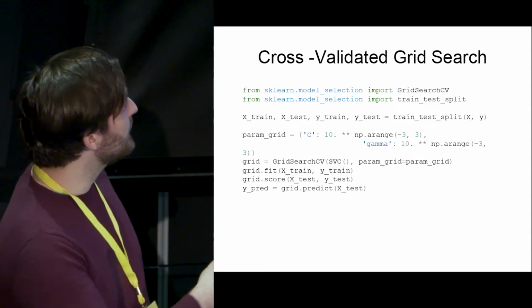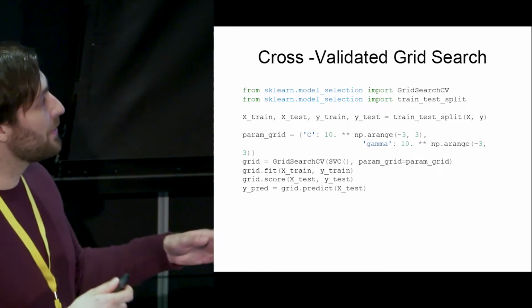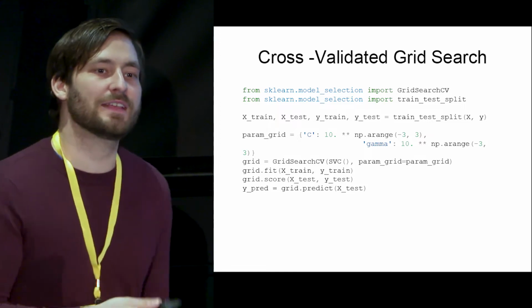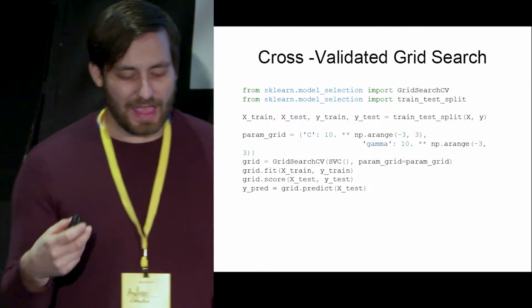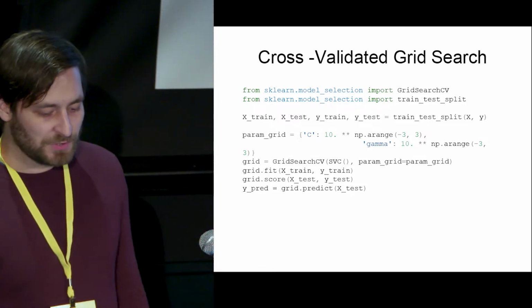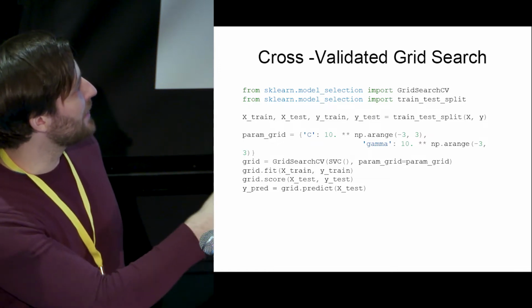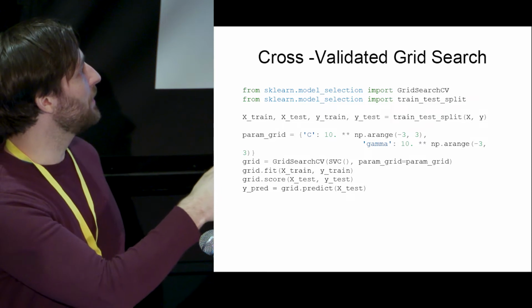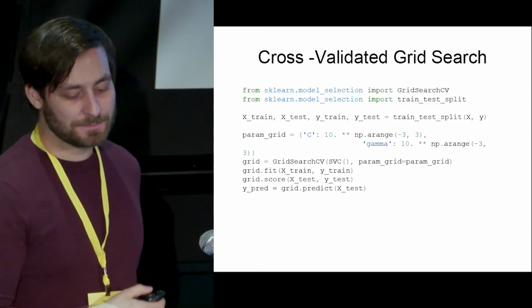The cool thing here is that this is all done automatically. The other cool thing is this grid object here, again, has the same estimator API as all the models. So this line actually only constructs the object, and then to run the grid search and to build the model, you actually call fit.